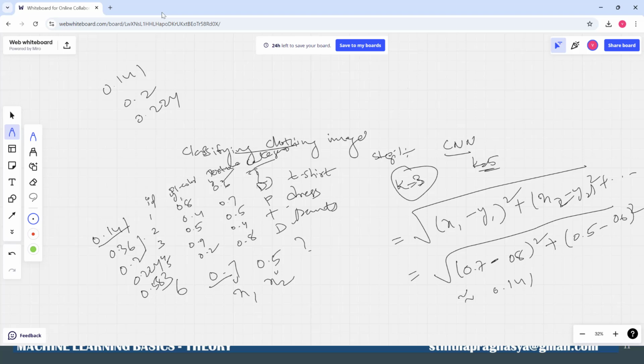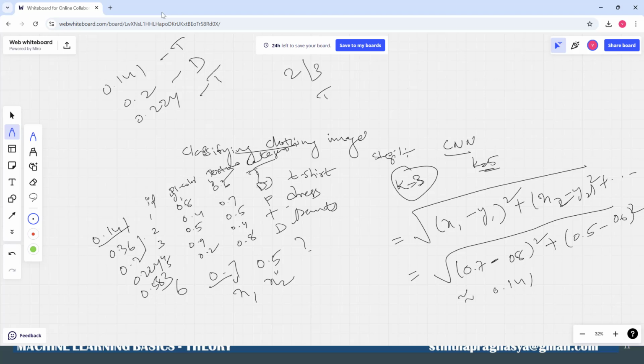Now if you look at these ones, point 1, which is image 1, is a t-shirt, point 2 is a dress, and this one is image 4, which is a t-shirt. So 2 out of 3 are t-shirts. So now what will my new image be classified as? As a t-shirt. That's how it does it.